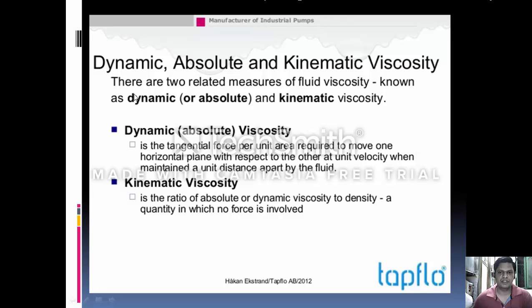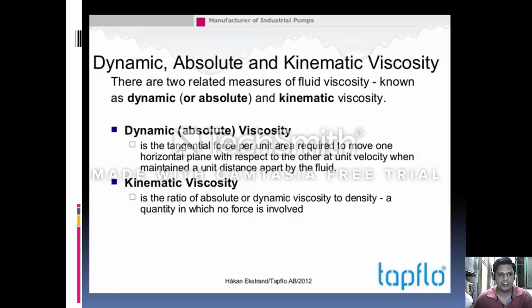Next, we define viscosity as two types: dynamic or absolute, and kinematic viscosity. What is meant by dynamic viscosity? It is the tangential force per unit area required to move one horizontal plane with respect to the other at unit velocity, when maintained at a distance separated by the fluid. It is denoted by mu. The SI unit for dynamic or absolute viscosity is Newton second per meter square. The other unit is the poise.